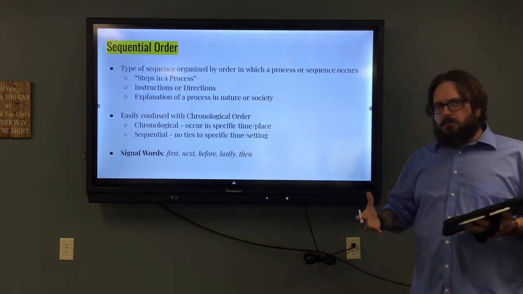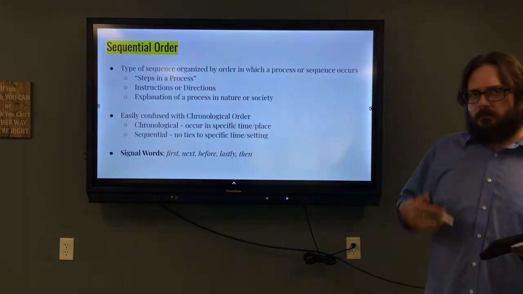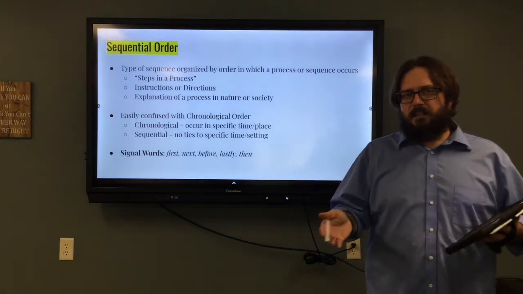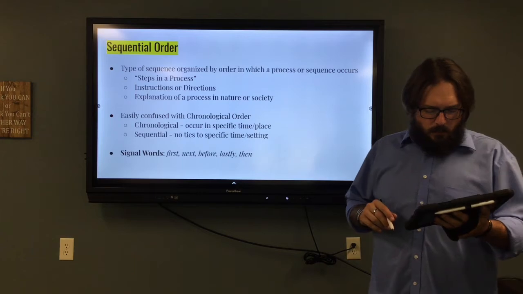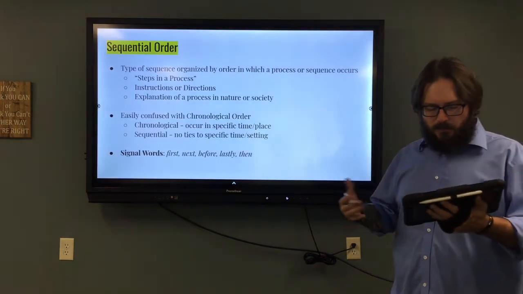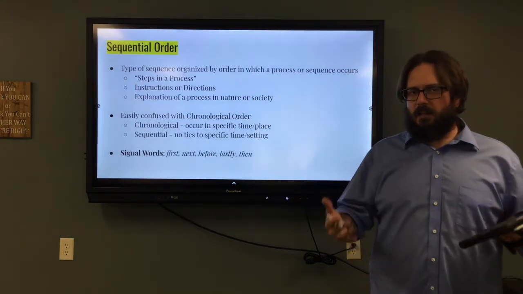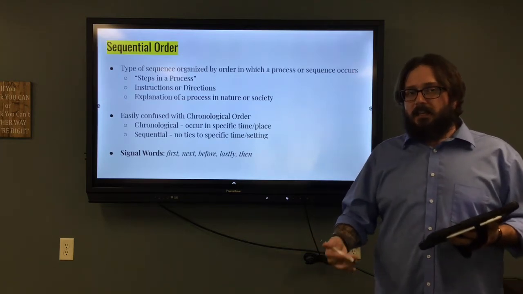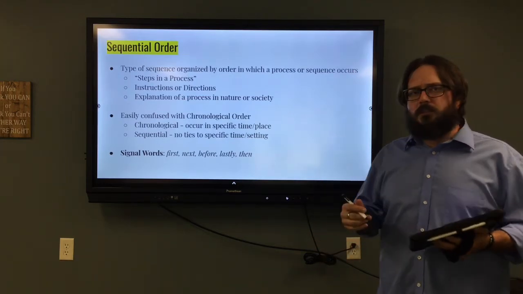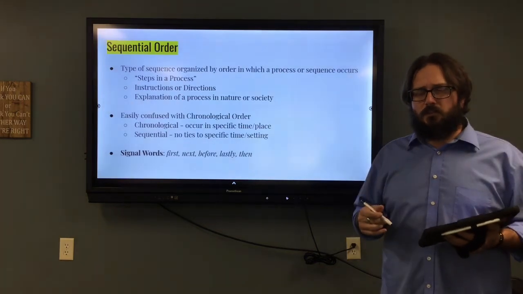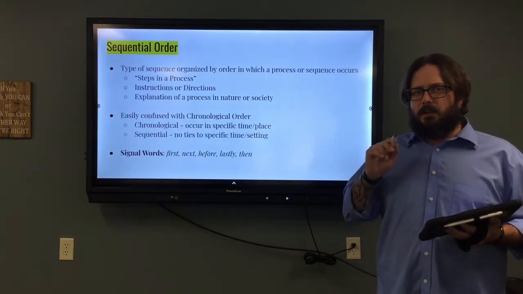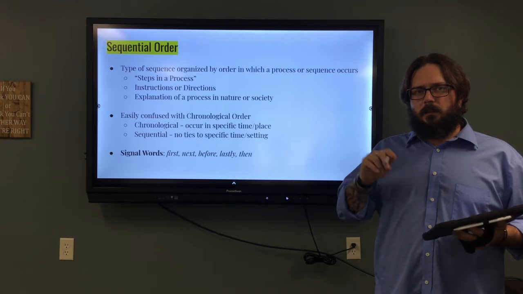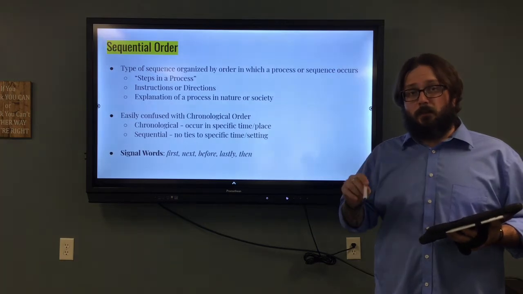Some signal words that will help us determine that this is a sequential sequence will be first, next, before, lastly, then. Again, by no means an exhaustive list. And as you noticed, some of them are still similar to chronological. So don't let the signal words cause confusion as well.